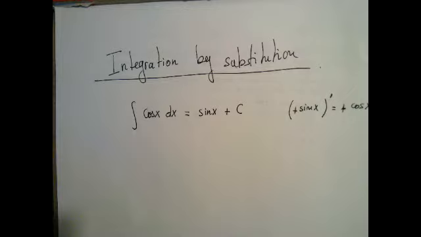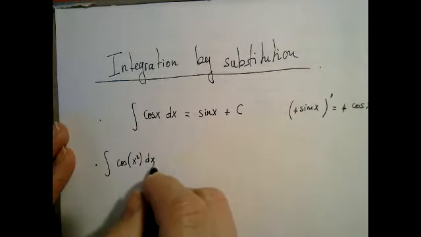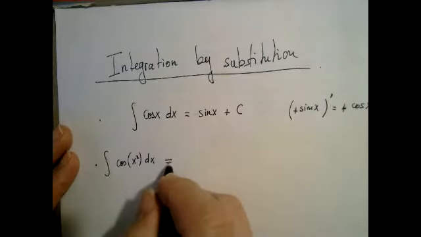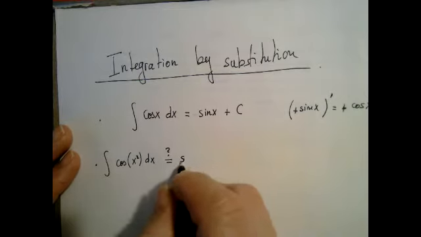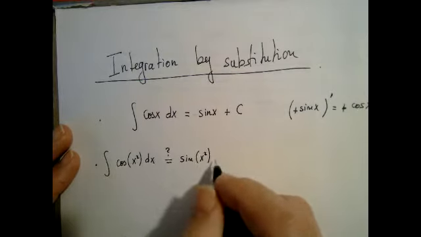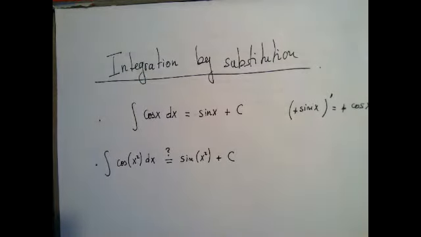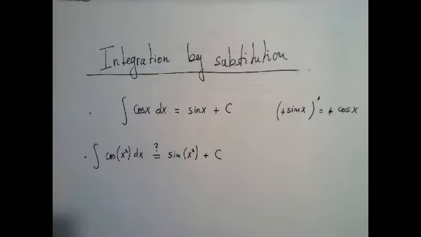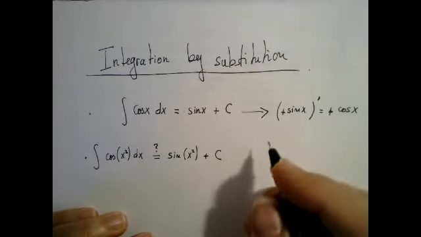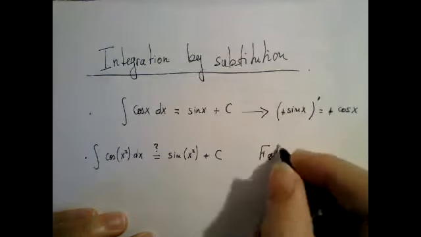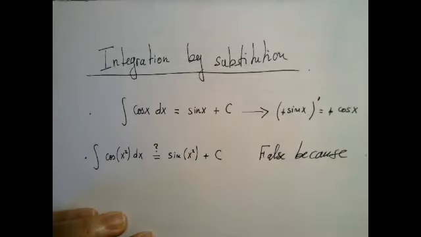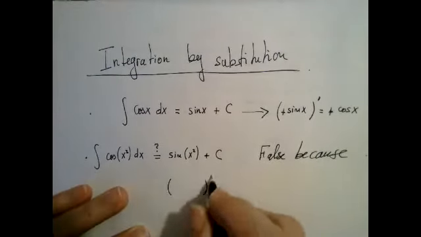Let me ask you another question, and you have to think. Suppose instead of cosine x, I put cosine x squared dx. The only thing I've changed is that. My question to you: is this equal to sine x squared? True or false? Remember, you have a tool to allow you to figure things out. I think it's false. Because when I take the derivative of the right side, it doesn't give the same result. Exactly, absolutely false, because of what happens when you take the derivative of sine x squared.